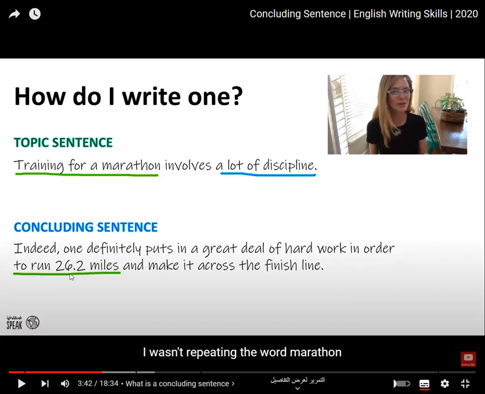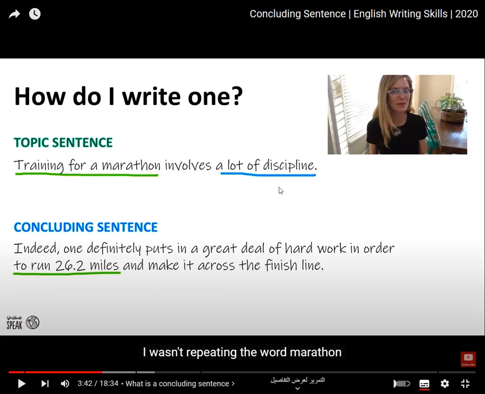to run 26.2 miles. اللي هو الـ 26.2 miles اللي بتدل على مين يا يوسف؟ بتدل على الماراثون، المسافة اللي الشخص هيجريها، and make it across the finish line. إذن أنت في الحالة دي عملت إيه؟ عشان تقدر توصل للخط النهائي. يبقى أنت محتاج عمل شاق عشان تقدر تجري المسافة دي وتقدر توصل لخط النهاية.